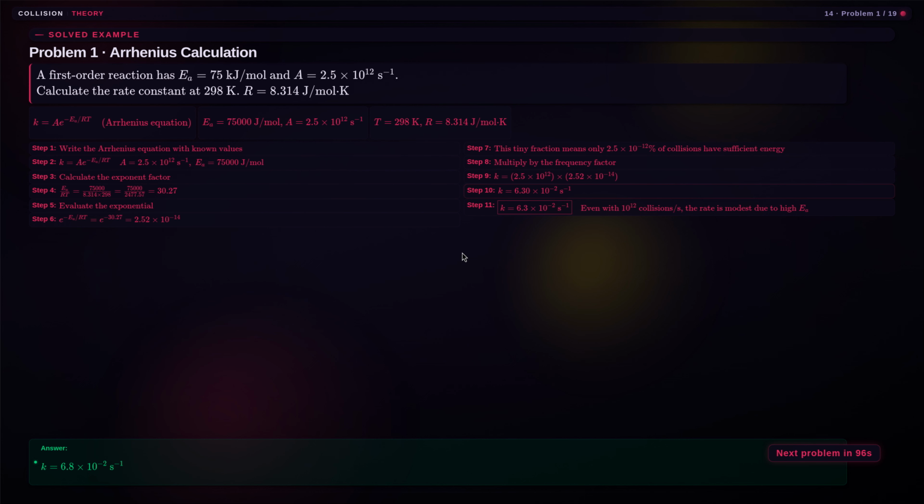First, we write the Arrhenius equation with known values. Then we calculate the exponent factor Ea over RT, which equals 75,000 divided by 8.314 times 298, giving 30.27. Next, we evaluate e to the negative 30.27, which is 2.52 times 10 to the negative 14. Finally, we multiply by the frequency factor to get k equals 6.3 times 10 to the negative 2 per second.